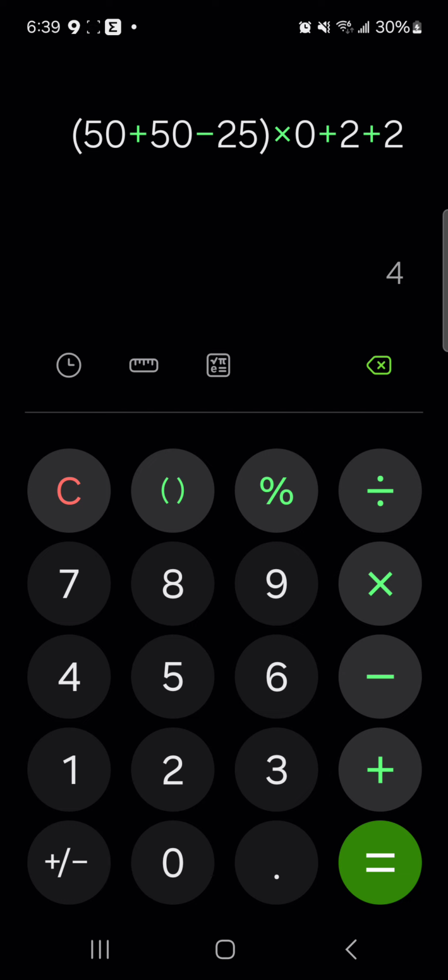And why is that? Because after all the long-winded explanation I've just left you about order of operations, you solve everything inside of the parentheses first. So you look at this problem and you go, oh, I see parentheses. So that means I need to add 50 and 50 and then subtract 25. Well, now I've just satisfied that first condition. I've solved everything inside the parentheses. And what do I get? Well, 50 plus 50 is 100. 100 minus 25 is 75. And then 75 times 0 is 0. 0 plus 2 is 2.